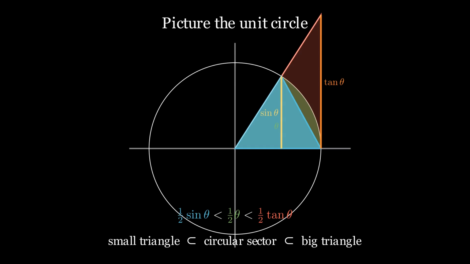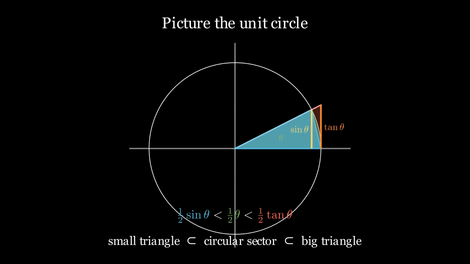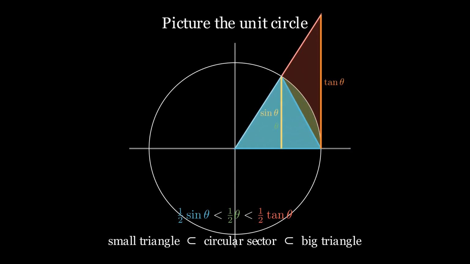And the big triangle, formed by the tangent line, has area 1/2 tangent theta. Since the small triangle sits inside the sector, which sits inside the big triangle, their areas must be ordered the same way. Watch what happens as theta shrinks towards 0. The three shapes get closer and closer together. That area comparison gives us, sine theta is less than theta, which is less than tangent theta.